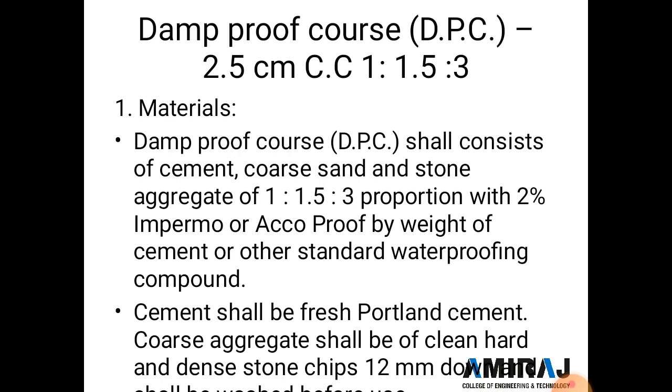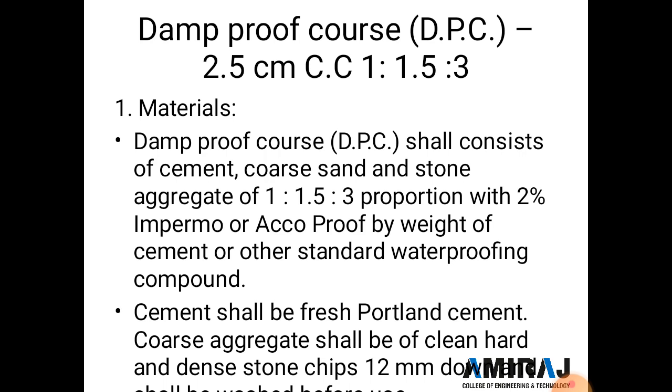So here also, the material we use first: the damp proof course shall consist of cement, coarse sand and stone aggregate in a ratio of 1:1.5:3 proportion, with 2% waterproofing compound by weight of cement or other standard waterproofing compound. Now here, 2% waterproofing, different types of chemicals are also used in a DPC. So first we discuss the cement.